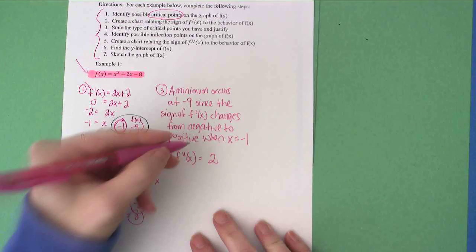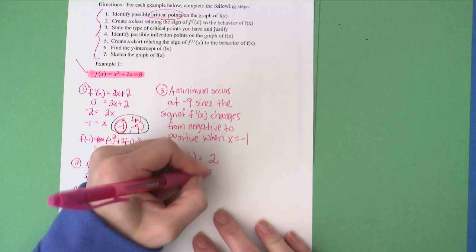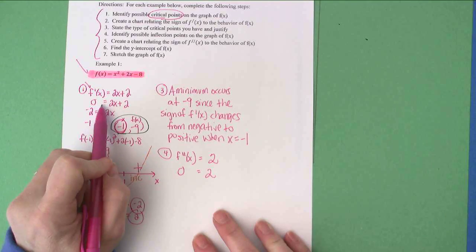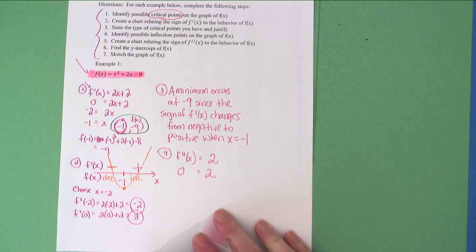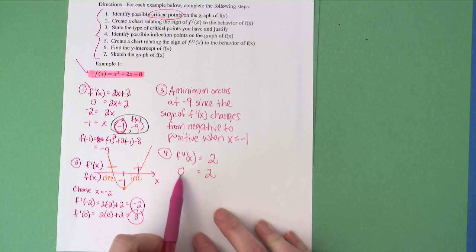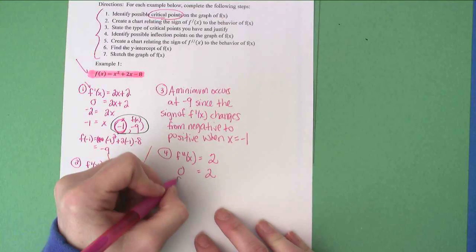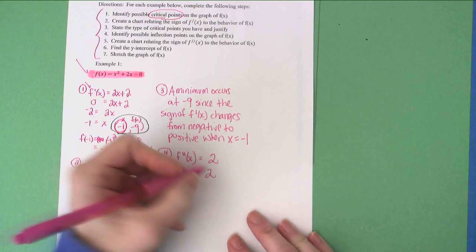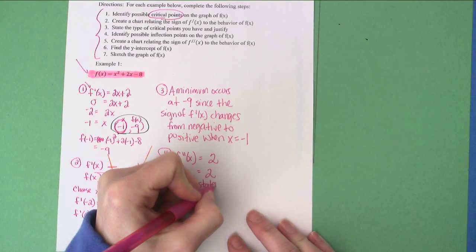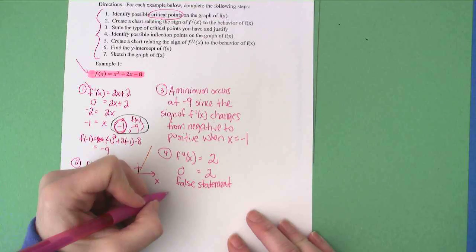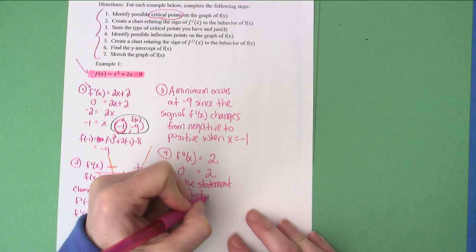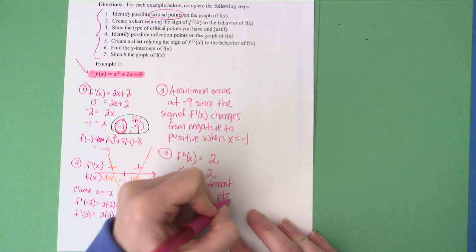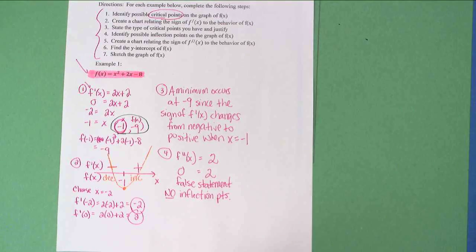So when I try to set 0 equal to 2, just like I set 0 equal to my first derivative, I set 0 equal to my second derivative, what ends up happening is 0 doesn't equal 2. This is a false statement, and there's no x to solve for. And what that means is there are no inflection points. Since this is quadratic, it makes sense that there would be no change in concavity. So no inflection points for step 4.